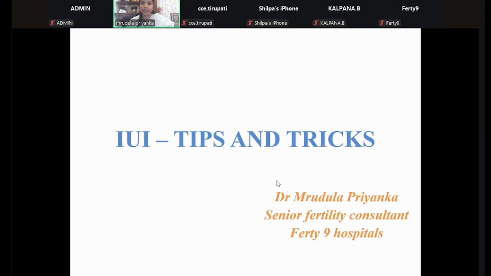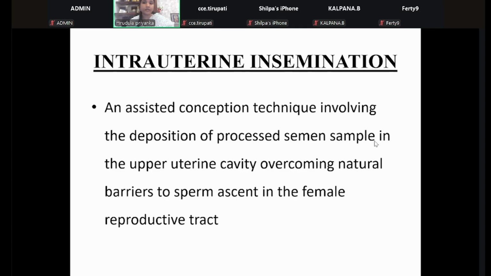So IUI, intrauterine insemination, is an assisted conception technique involving the deposition of a processed semen sample in the upper uterine cavity, overcoming the natural barriers to sperm ascent in the female reproductive tract.